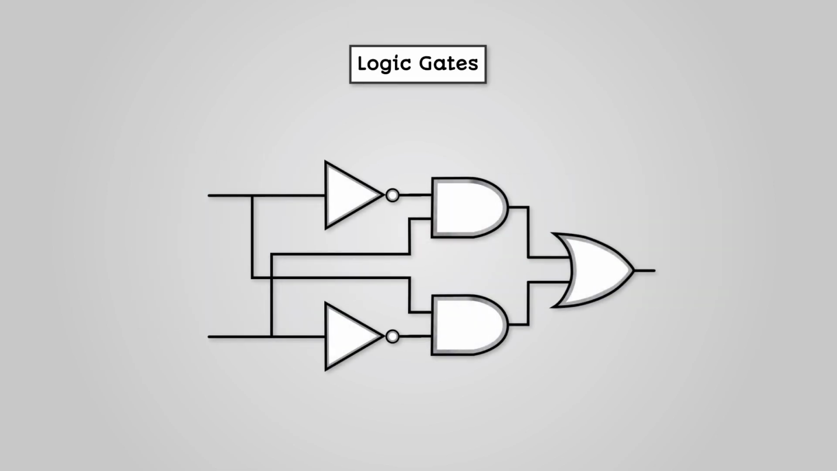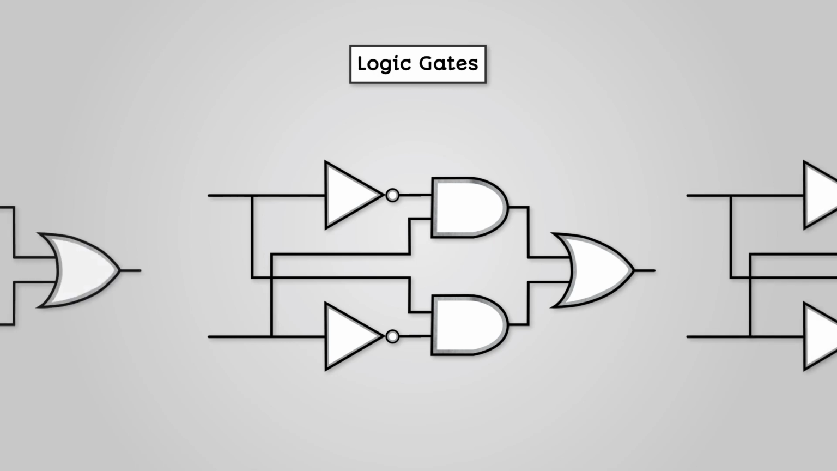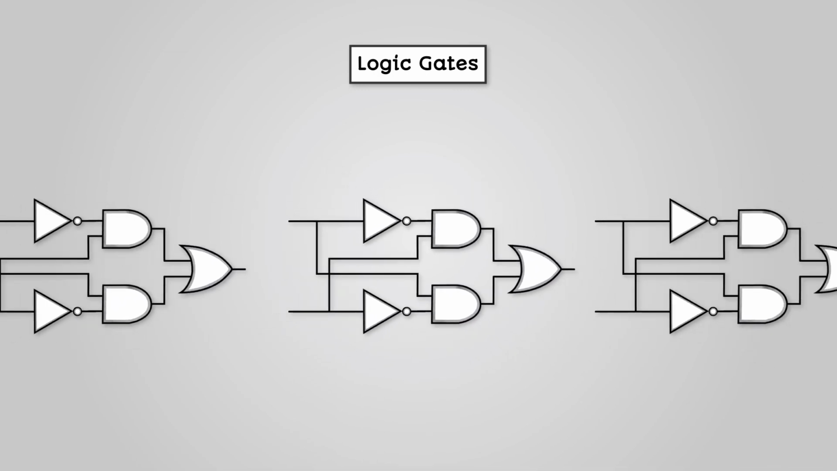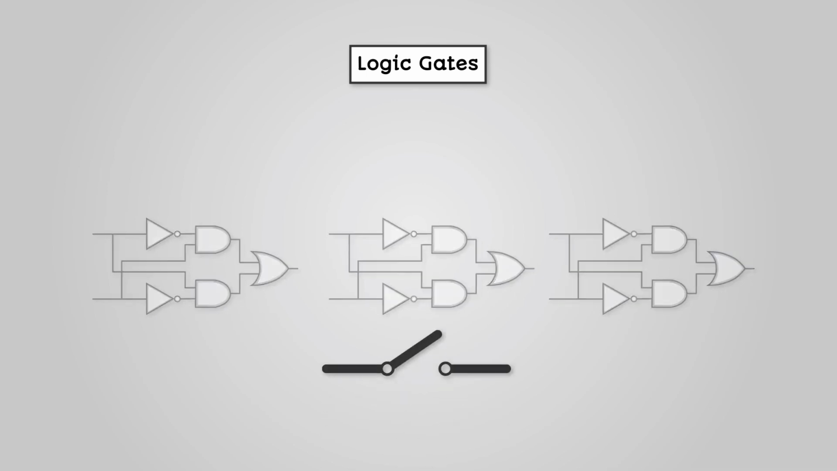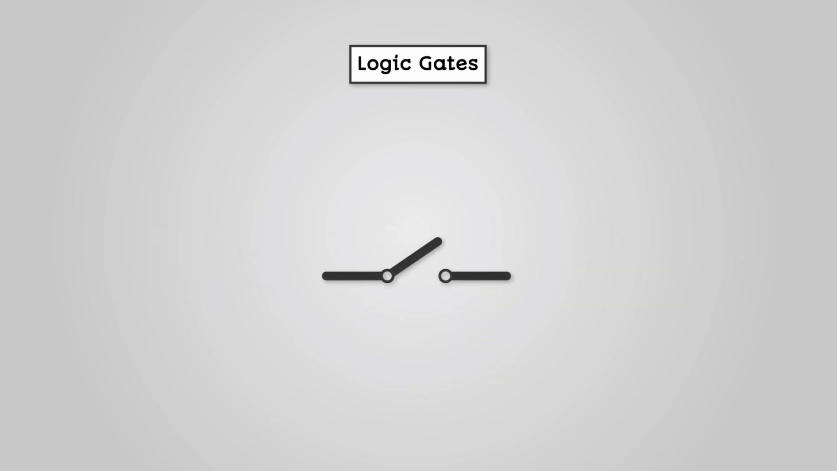Logic gates represent how these switches are used in computers. By combining these logic gates, we create circuits, just like the circuits in your computer, which give you the ability to store a file or play a video game, all by turning on and off switches.